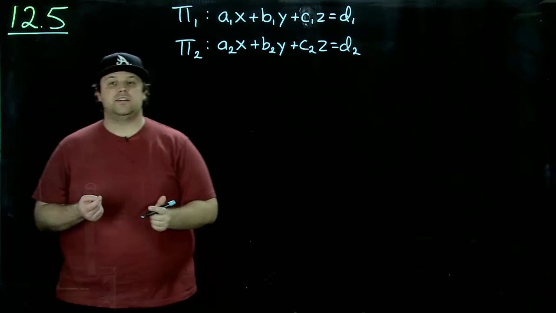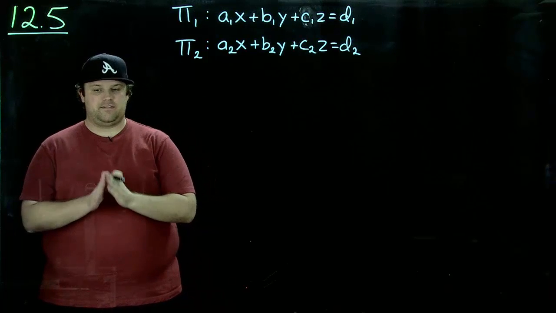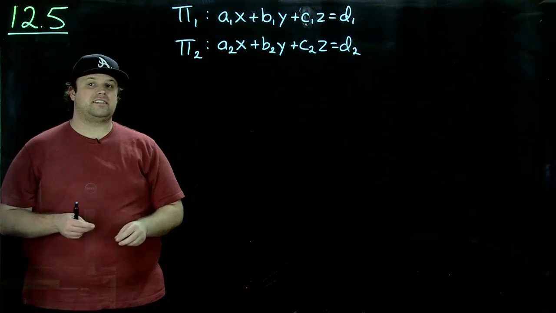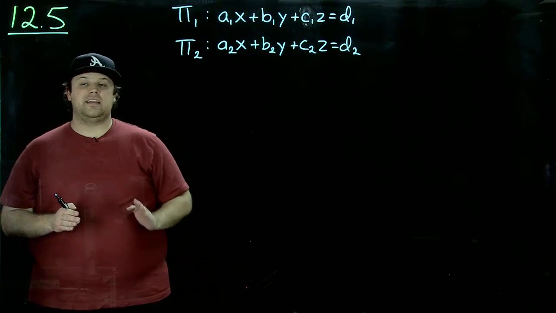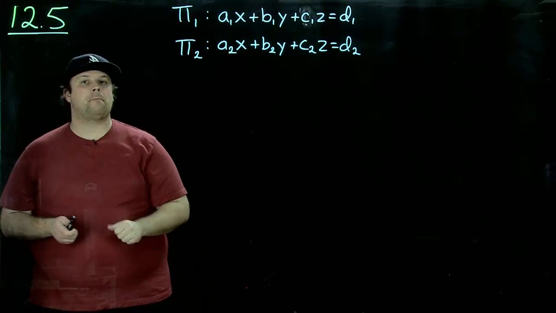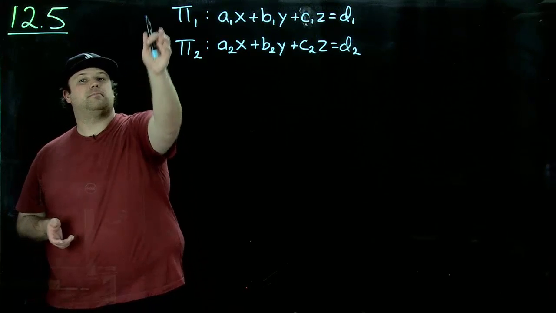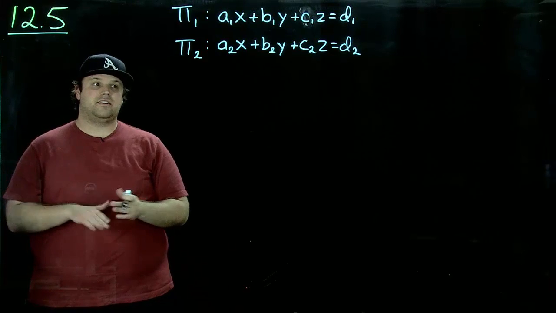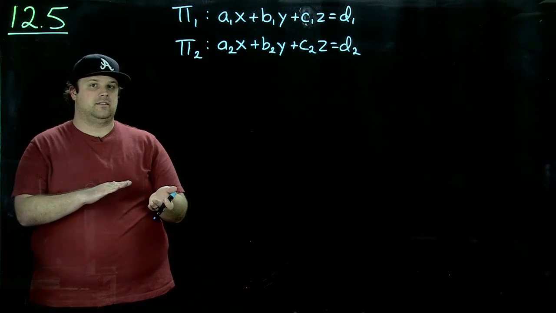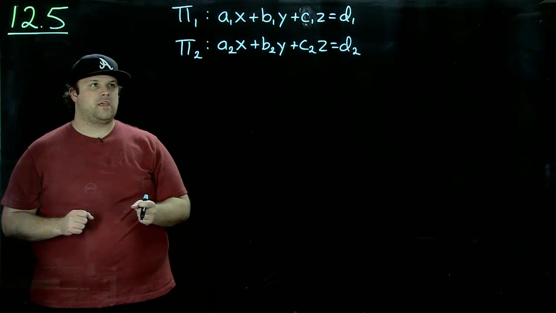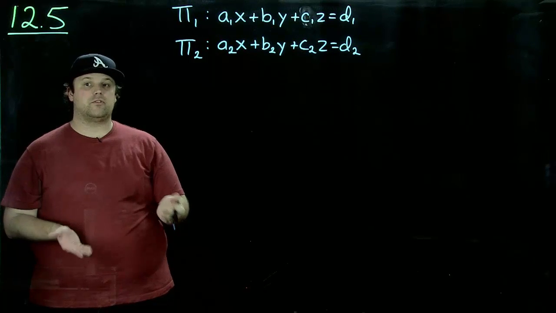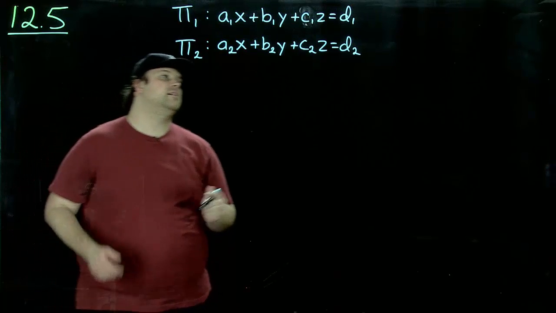Well, remember, two lines are parallel if they have the same direction. Right? For planes, the thing that takes the place of direction is the perpendicular direction. So if these two planes have the same perpendicular direction, then the planes must also be parallel. Well, to do that, we need to find the perpendicular direction, or the normal vector, for each of these planes.